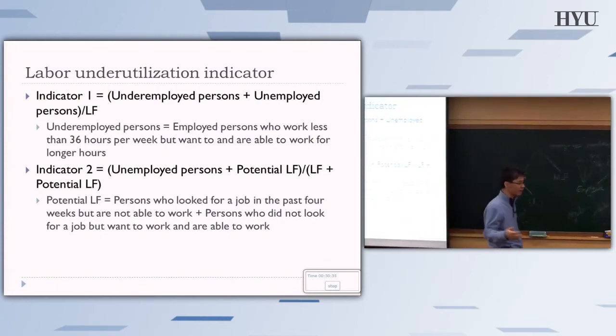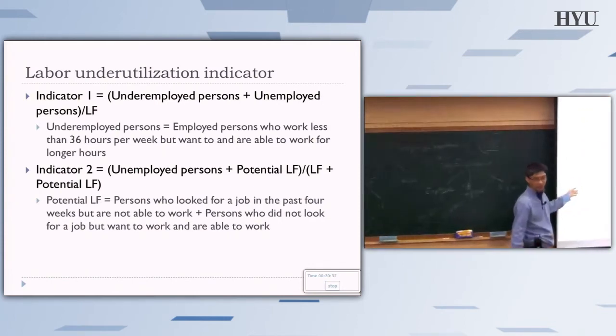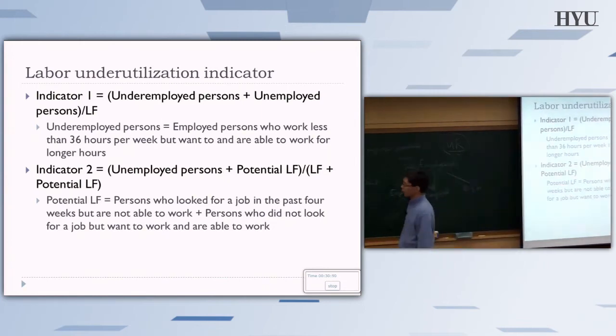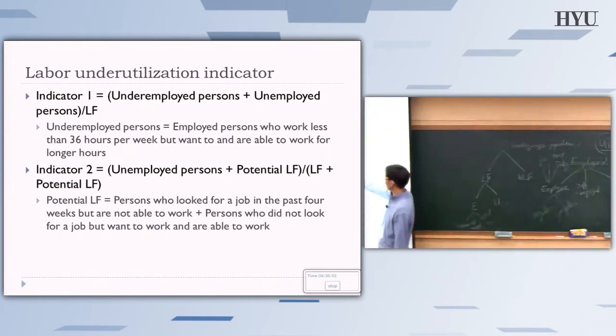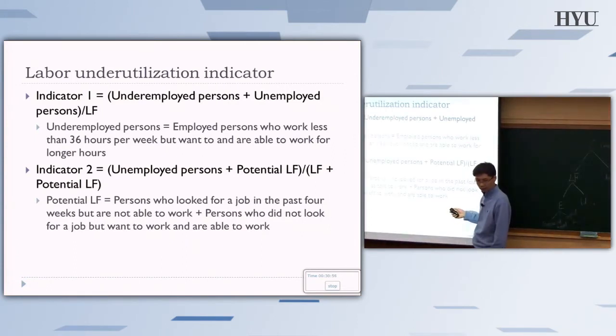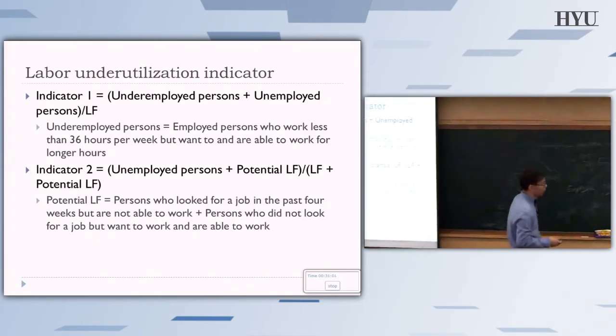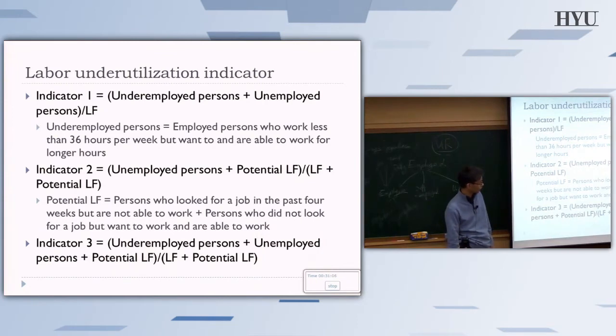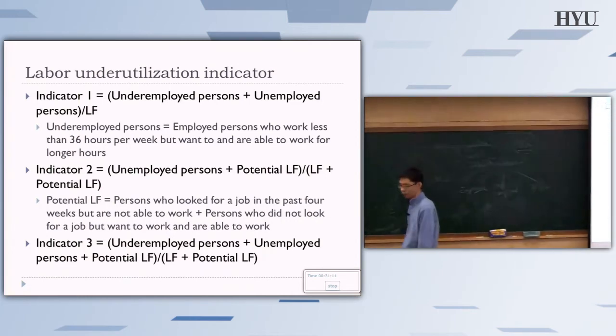And it's good to look at the questionnaire of the labor force survey. I don't have time to show you, but if you look at the questionnaire, you see that the questions relate to this, and these are potential LF. So unemployed persons plus potential LF, divided by LF plus potential LF, is indicator 2. Last, indicator 3 is basically all of them: underemployed persons plus unemployed persons plus potential LF, divided by LF plus potential LF.